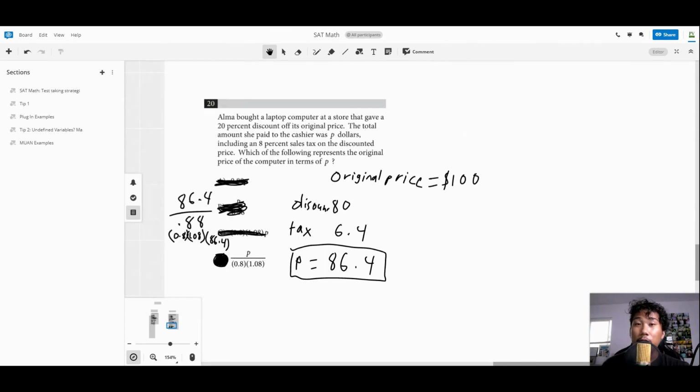And there you have it. Those are 2 tips that you can use that'll help make the math section just a little bit easier to do, and hopefully it'll help improve some of your scores.